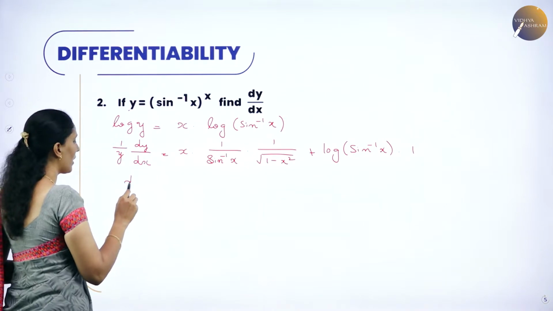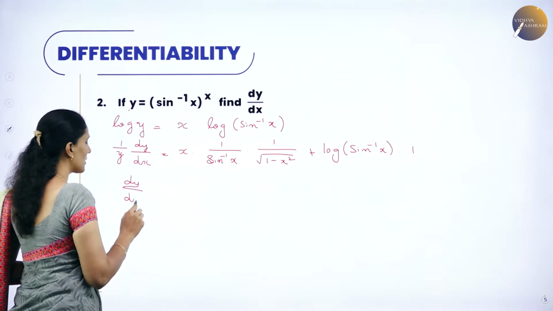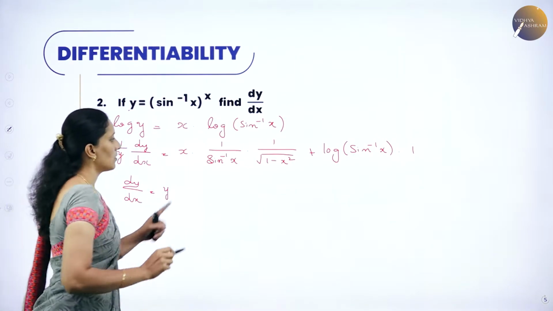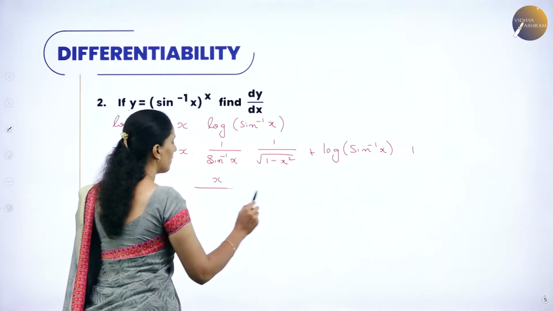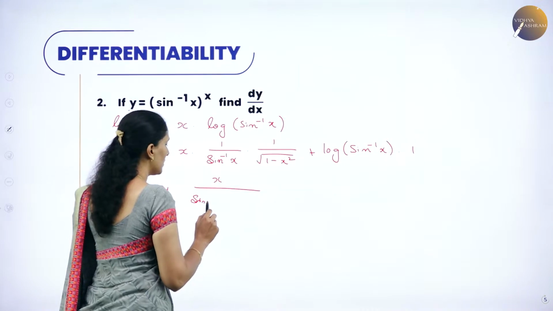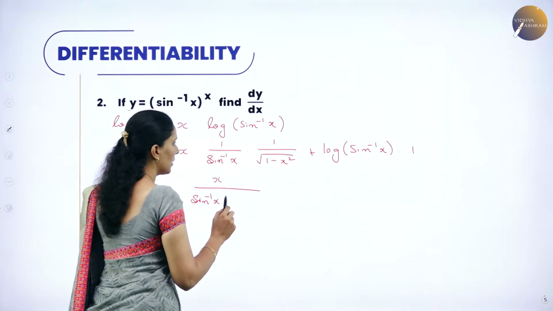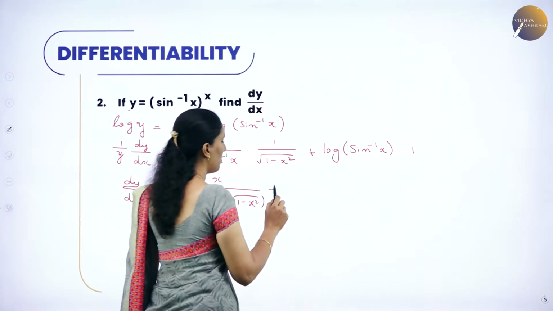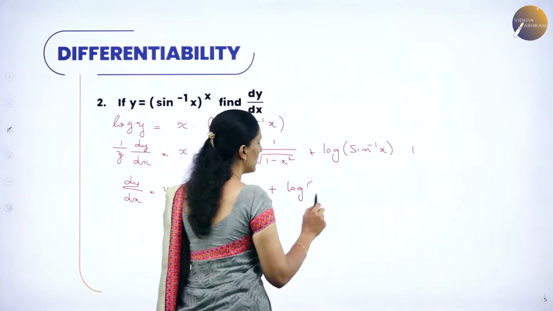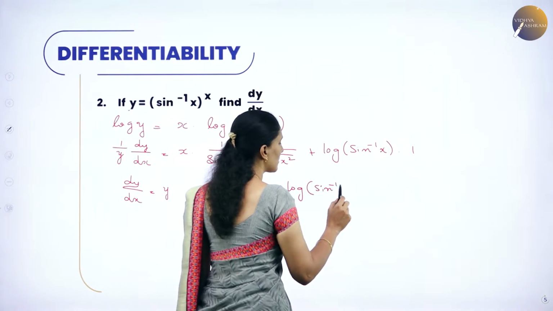Now here I can rewrite dy by dx is equal to y. So multiply this completely. So here I'll get x divided by (sine inverse x into root of 1 minus x square) plus log of sine inverse x.